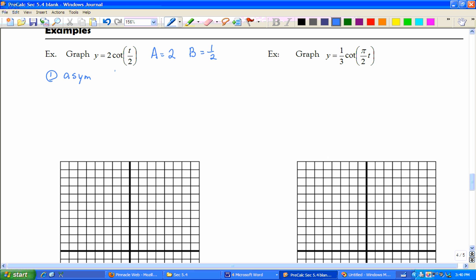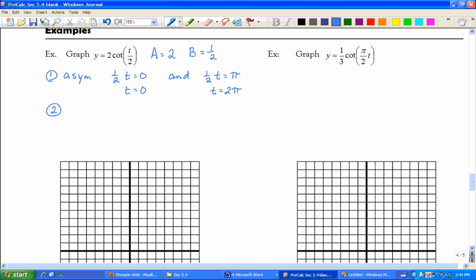So we're going to have 1/2 of t is equal to 0. So multiply both sides by 2. We get t is equal to 0. Our second asymptote, 1/2 t, is equal to pi. Again, multiply both sides by 2. T is equal to 2 pi. So you can tell from the original function whose period is pi, when your b value is 1/2, you're going to double your period. So we're now going from 0 to 2 pi.